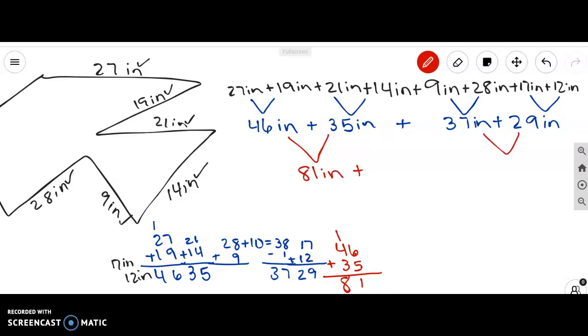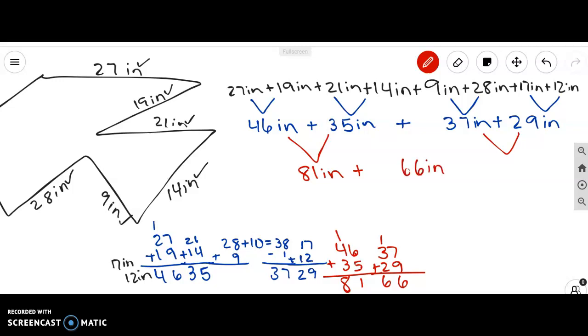Plus, next is 37 and 29. So 37 plus 29. Here's a 9, so we add 10, subtract 1. Add 10 would be 17, subtract 1, that's 16. 3 plus 2 is 5, plus 1 is 6. So we have 66 inches.